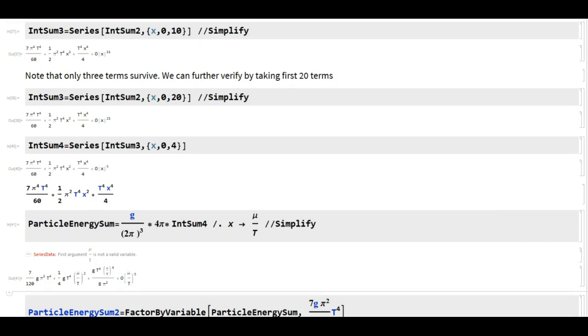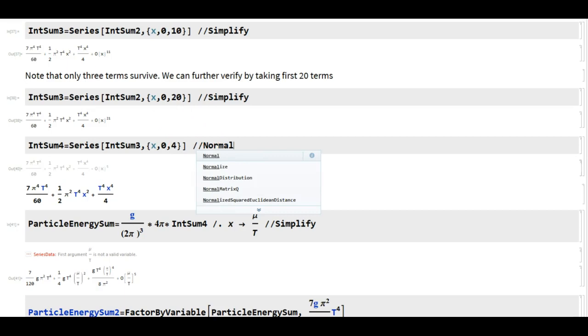So when I simplify, I need to say that x... so integer sum 4 is this, and what I want is that I do not want this extra term, and because I do not want this extra term, I would say normal. And if I say normal, I get rid of that extra term.